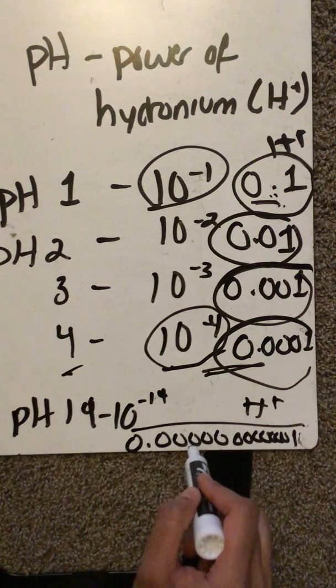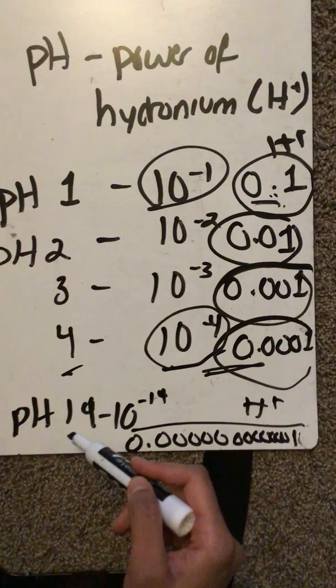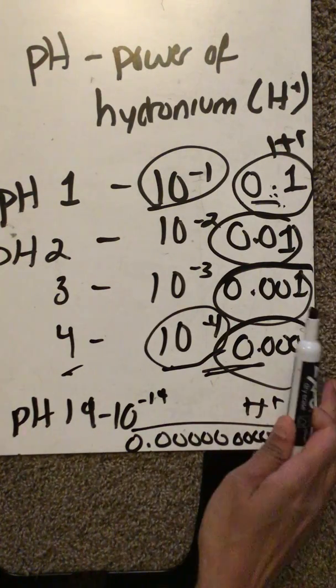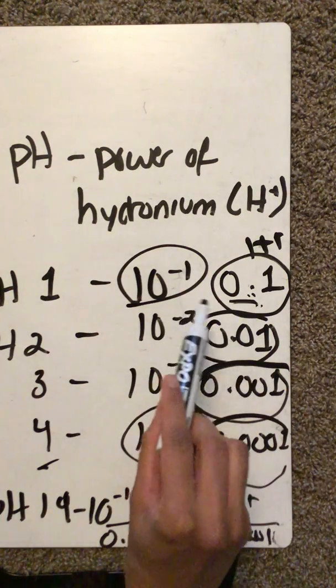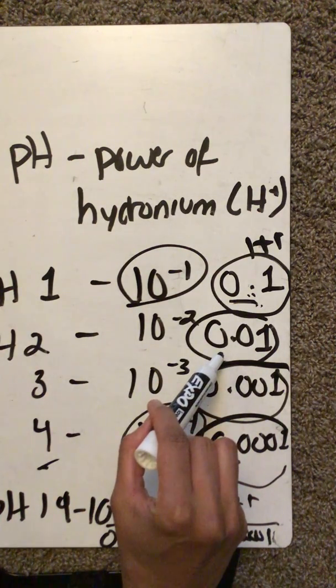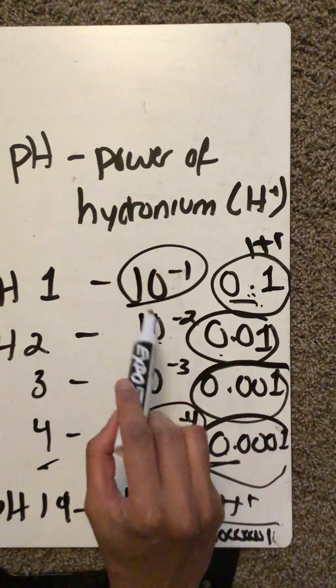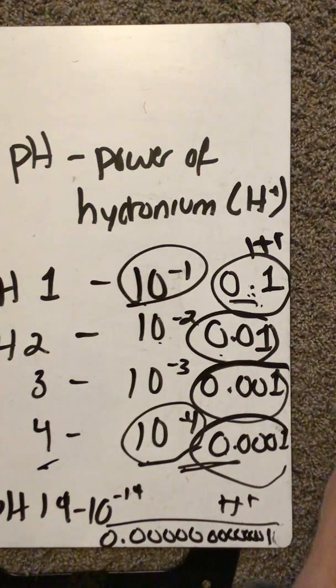And that's what makes this so basic, because the power of hydrogen is really low here. And you can see that 10 to the negative 2 is 10 times smaller than 10 to the negative 1.